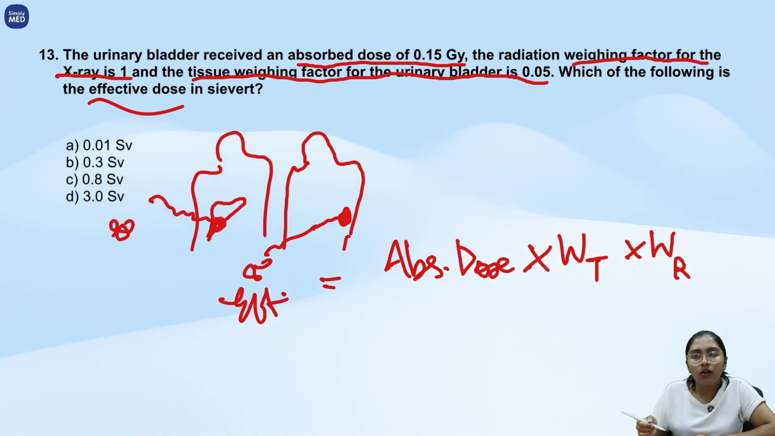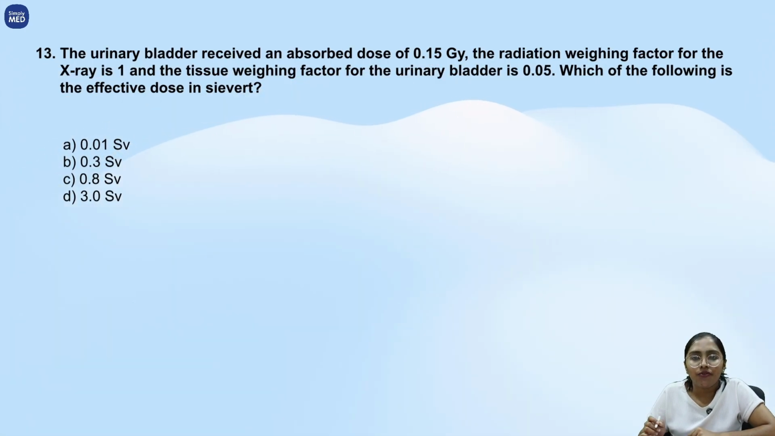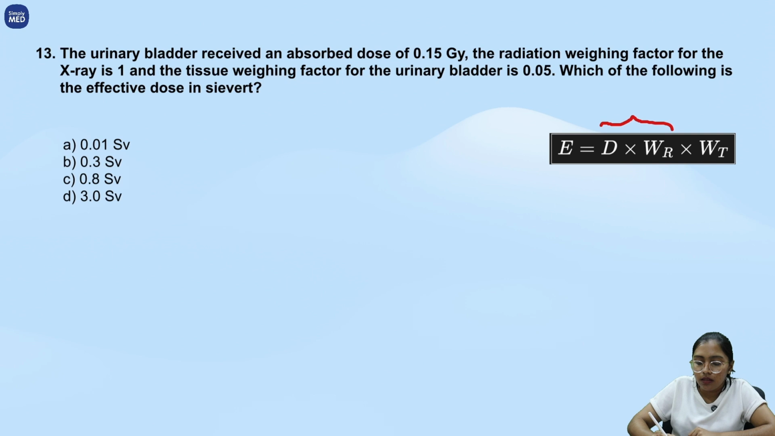To find out the effective dose, you just have to multiply absorbed dose by tissue weighting factor by radiation weighting factor. So the equation for effective dose is absorbed dose times radiation weighting factor times tissue weighting factor. Sometimes instead of giving absorbed dose and radiation weighting factor, the collective of these would be given as equivalent dose. Equivalent dose means the organ dose.